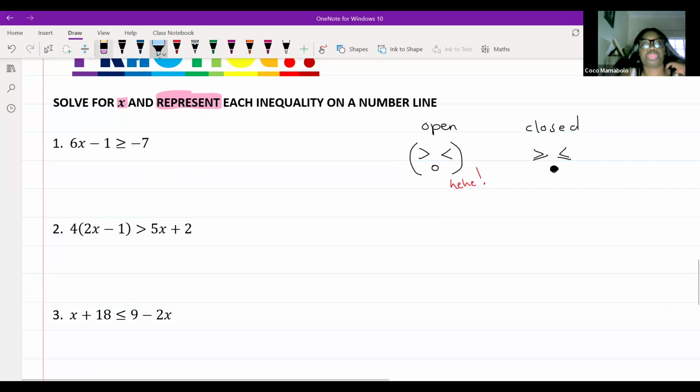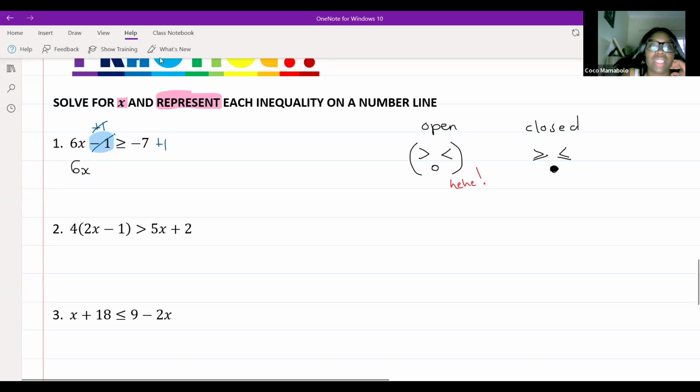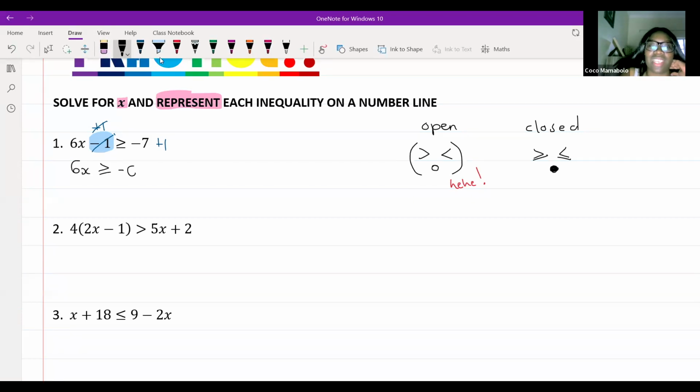All right, so we're going to first take that -1. We want it to go over to the other side, so we're going to +1. And what we do on the left hand side, we must do on the right hand side as well. So +1 minus 1 will give us 0. So I will end up with 6x is greater than or equal to -7 plus 1, which gives me -6. Then I'm going to divide both sides by 6, and that becomes x is greater than or equal to -1.